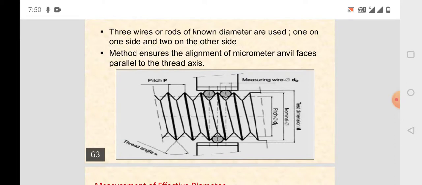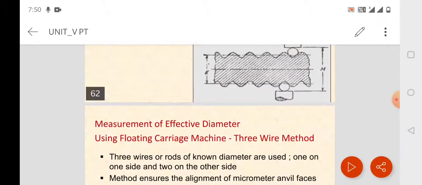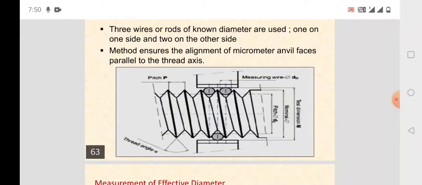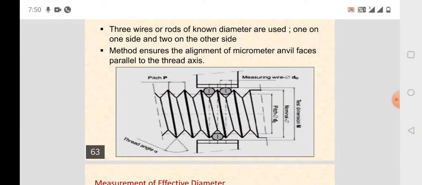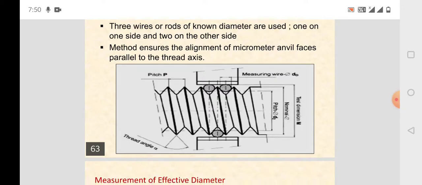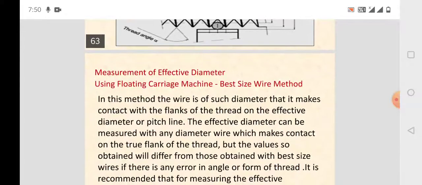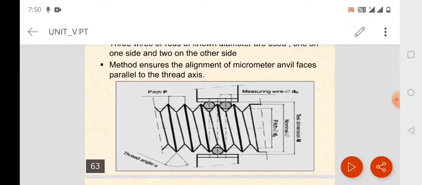So we can ensure the anvil faces are aligned parallel to the thread axis. That is difficult in the 2-wire method, but here you can avoid that, and we can get a more accurate reading with the help of this. And this is the 3-wire method.